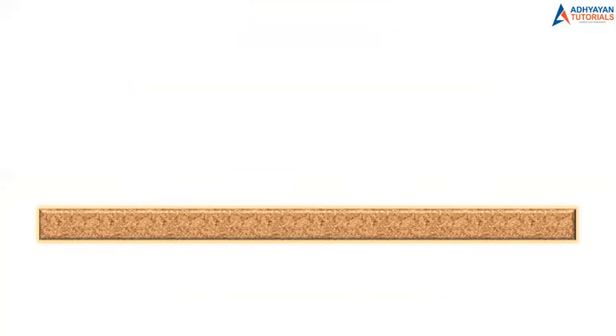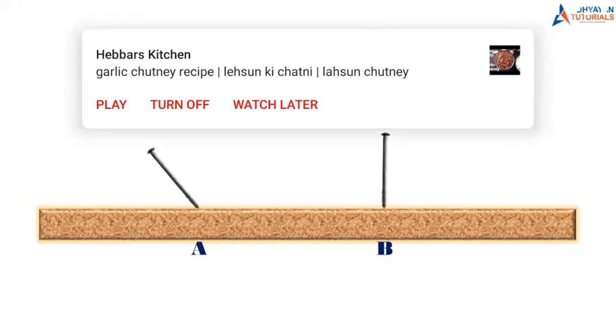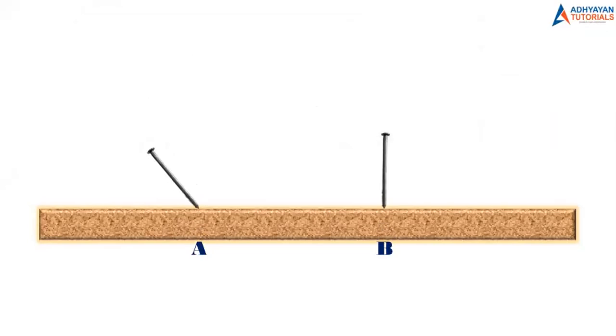We take these pins at two different positions. At position A, the pin is kept inclined. You can see that it is kept at an angle. At position B, the pin is kept vertical. Its angle with respect to the board that is lying on the floor is 90 degrees. Whenever we keep anything vertical, its angle with the horizontal is 90 degrees.